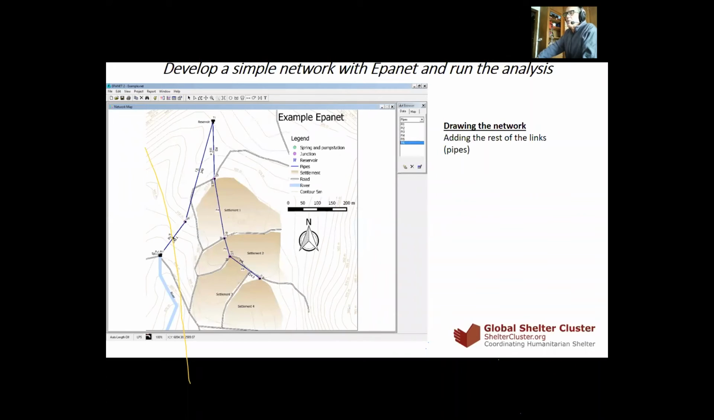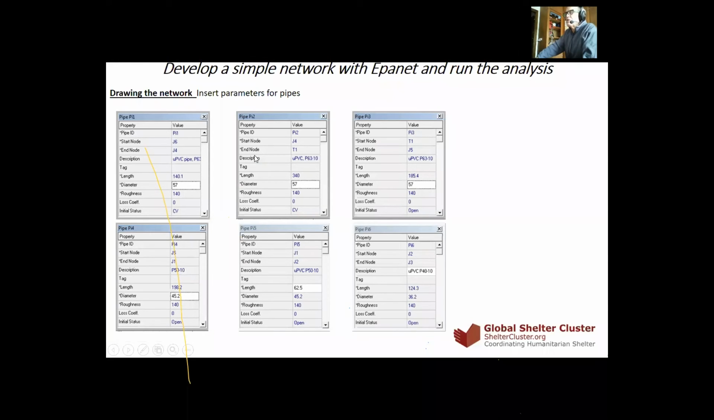Okay, now doing like that, we can add the rest of the network. So we have added this pipe. Now we can add this pipe, then this pipe, this pipe, this pipe, this pipe, always with the same icon here, the icon of the pipe. For each pipe, you need to put in the information. You change the name if it is not correct already. You have to check that the start node and the end node are correct. Description is optional if you want.